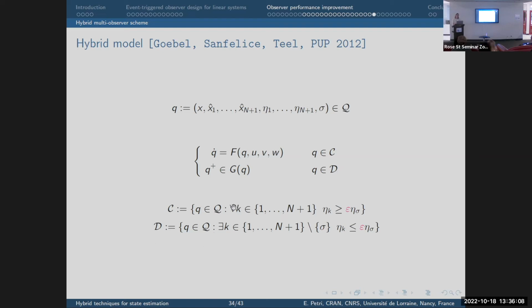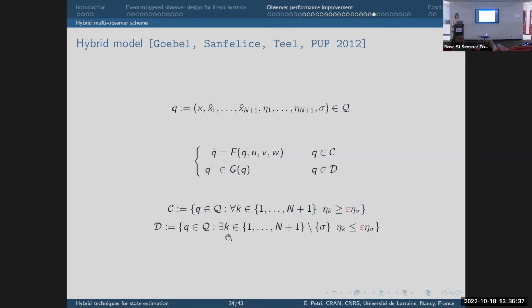In particular, when this condition is satisfied, so when all modes of the multi-observer have a monitoring variable that is greater than epsilon tan eta sigma, which means that the mode that we are currently looking at is the best one because it's the one with the minimum eta, we don't need to switch. So we are in the flow set C, and the hybrid state evolves according to this flow map F that is defined in the paper using the equations we saw in the previous slides.